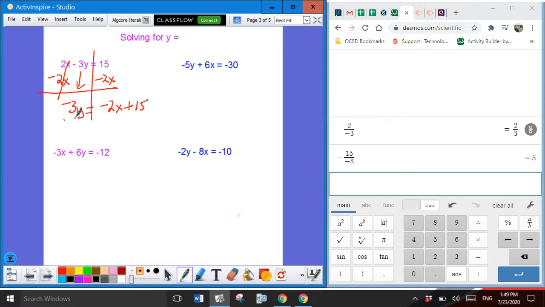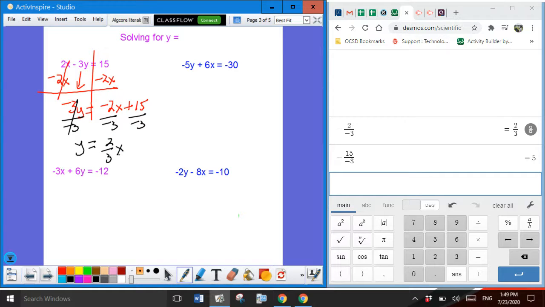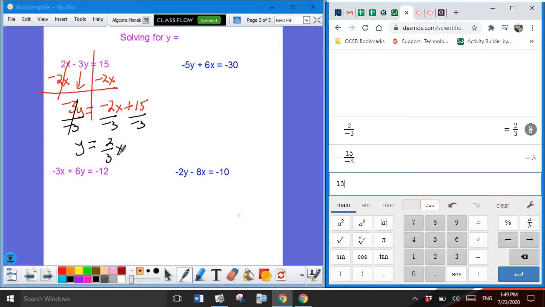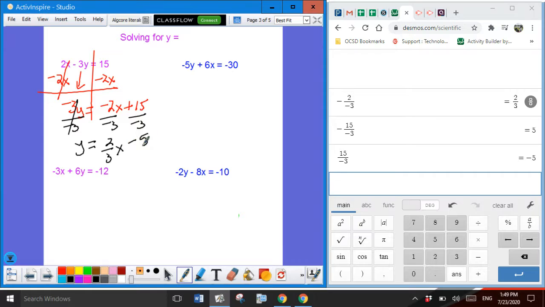Okay, we're going to divide 3 times. 1, 2, and 3. Cross it out. Y equals. Well, we already know -2 divided by -3, that's right here. That's going to be a +2/3. And 15, this time is positive, divided by a -3 is a -5. So -5, and it's done.